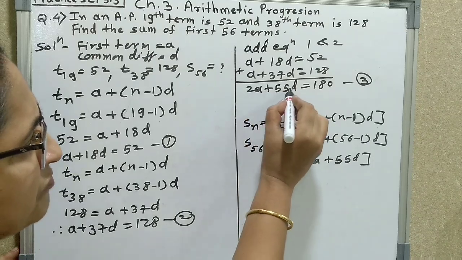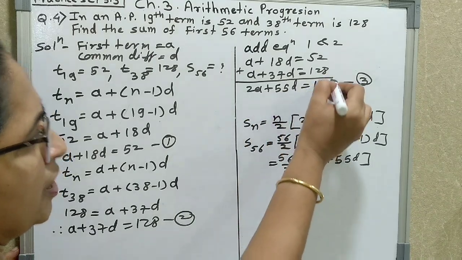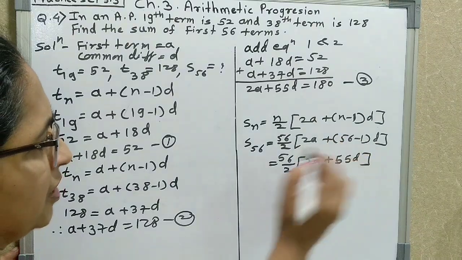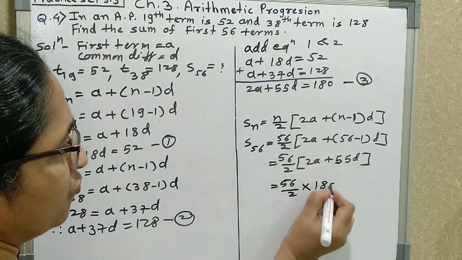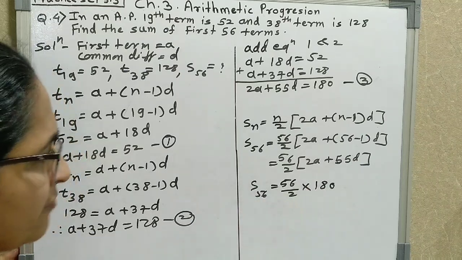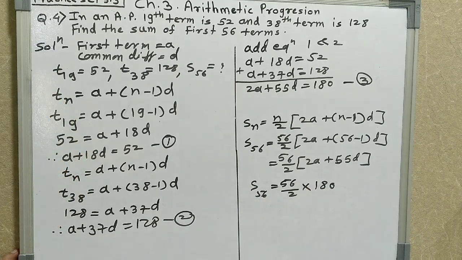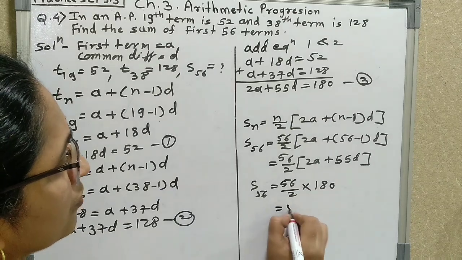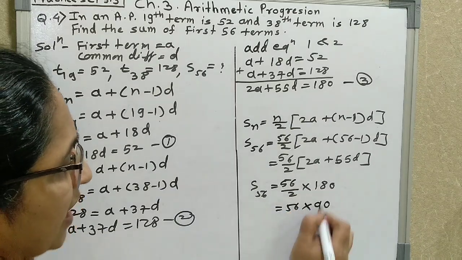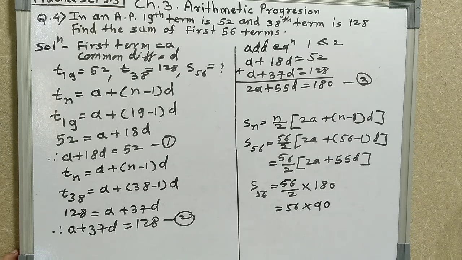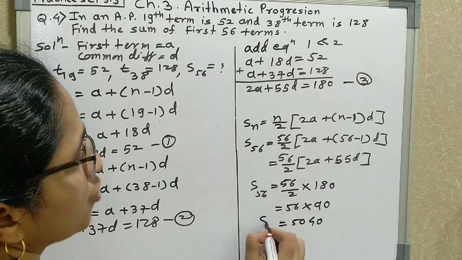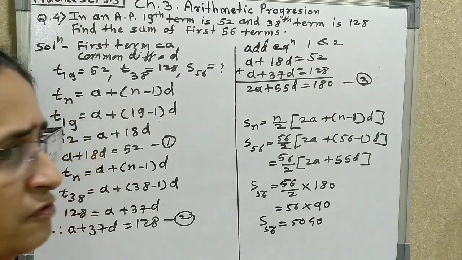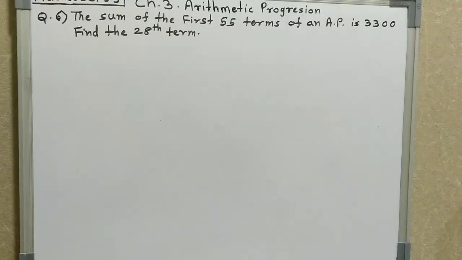So 2A plus 55D is equal to 180. Put the value here: 56 upon 2 into 180. Now divide this 180 by 2, so 56 into 90. 56 into 90 gives 5040. So S56 is equal to 5040.